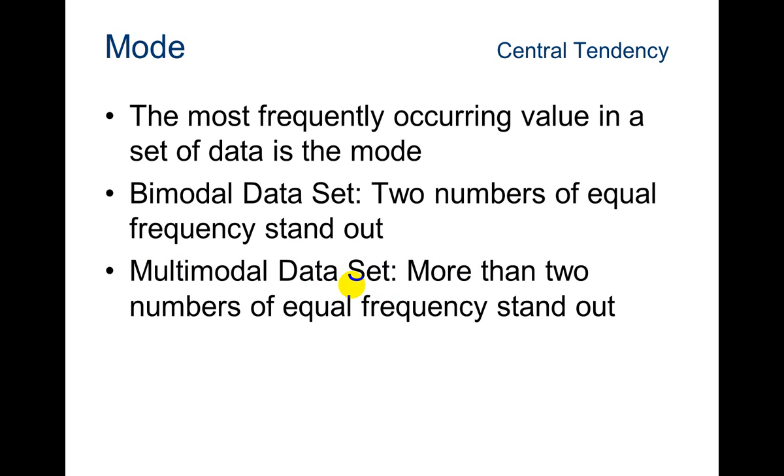What happens if I have more than one number that occurs the same amount of times? Then we call that a bimodal data set, which means that two numbers of equal frequency stand out. It is also possible that we have more than two numbers that have equal frequency. Then that's a multimodal data set. We have more than two numbers of equal frequency that stand out, so it's multimodal.